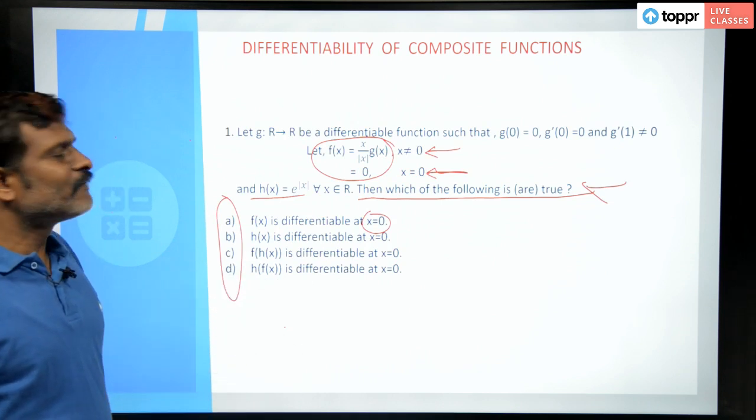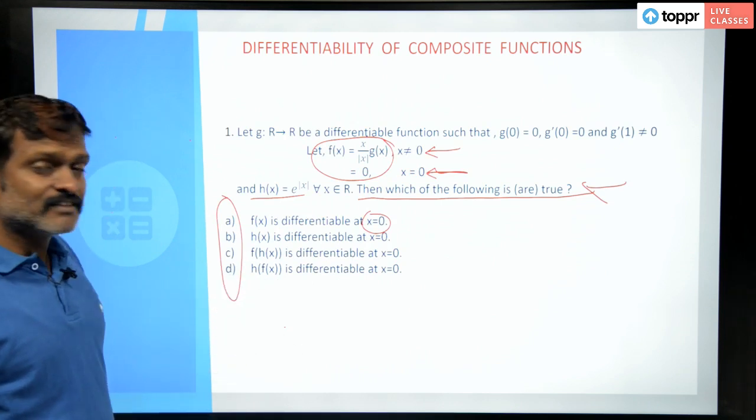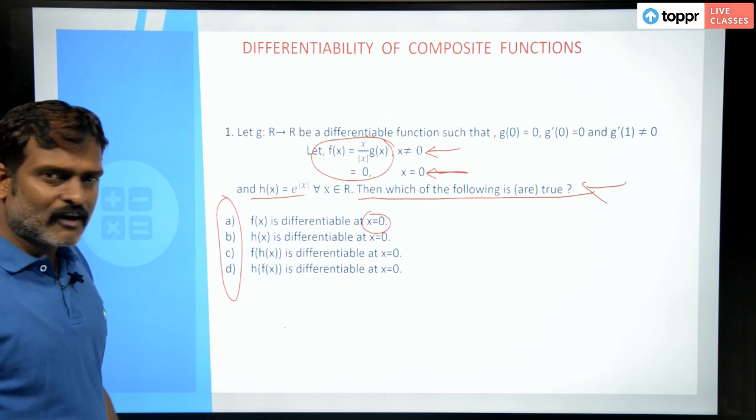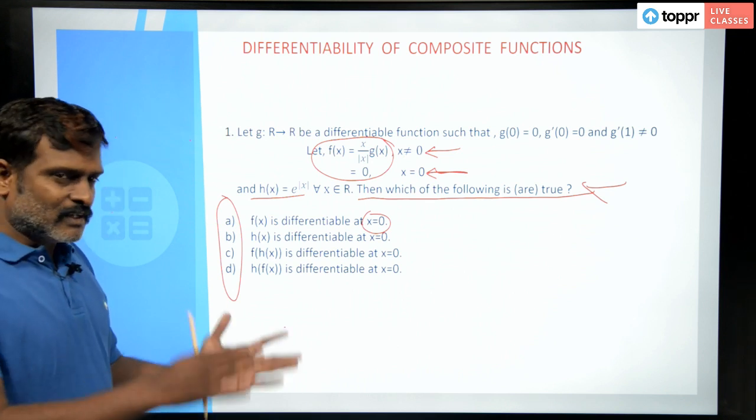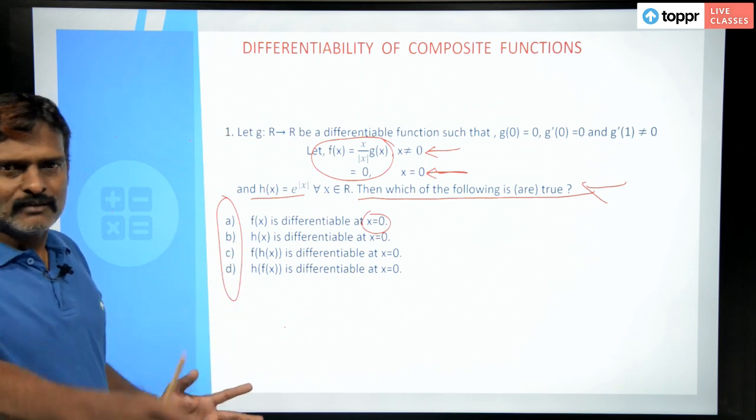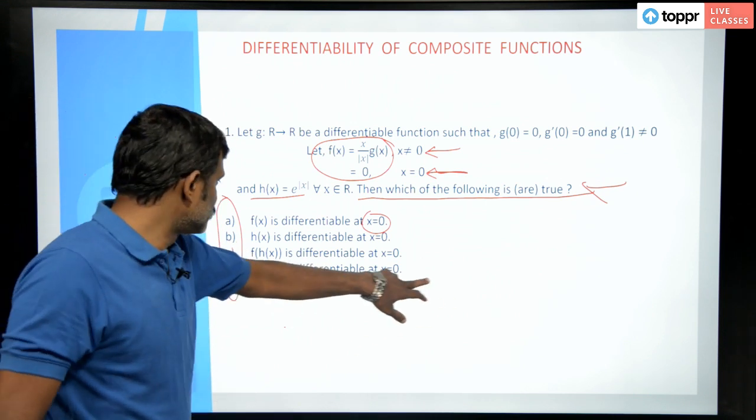F of h of x is differentiable at x equal to 0. F of h of x is a composite function, a function f defined on the range of h of x. So, let us see it.